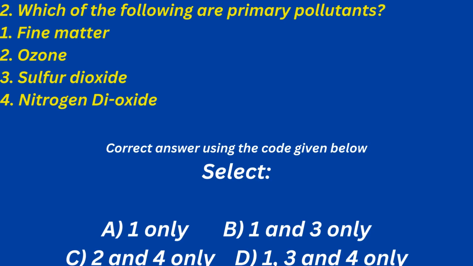2. Which of the following are primary pollutants? 1. Fine matter 2. Ozone 3. Sulfur dioxide 4. Nitrogen dioxide. Correct answer using the code given below.